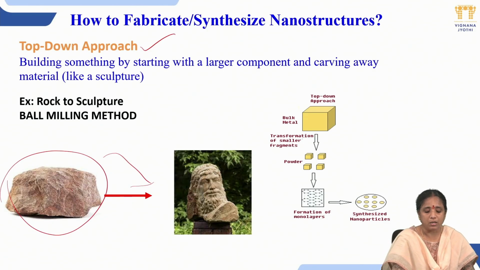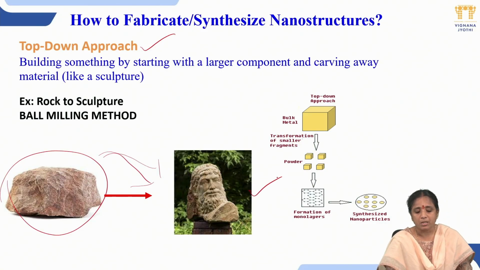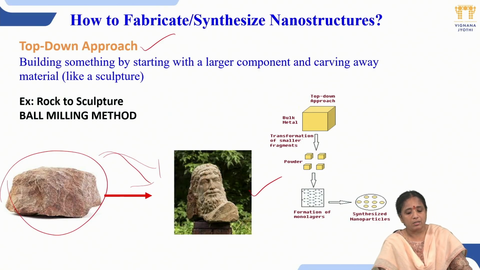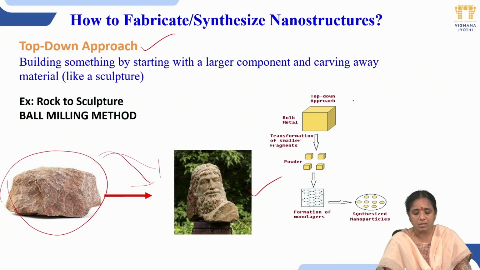Like you are having a rock in your hand and you are changing the rock shape into a sculpture. So the best example for this is the ball milling method. This comes under the top-down approach. And you can see the diagram here. Here we have a bulk material, and we start grinding it until it scales down to the nanoscale.